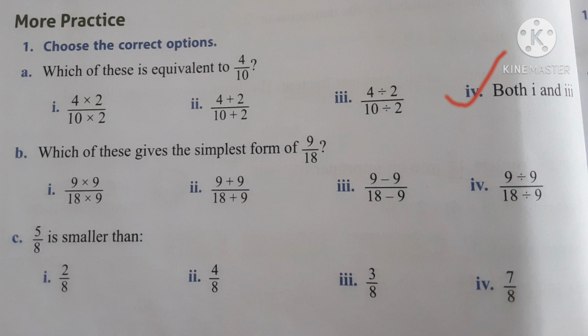Question B. Which of these gives the simplest form of 9 by 18? 9 into 9 by 18 into 9, 9 plus 9 by 18 plus 9, 9 minus 9 by 18 minus 9, and 9 divided by 9 by 18 divided by 9. We know that we can get the simplest form of a fraction by dividing the numerator and denominator by the common factor. Here option 4 is correct.